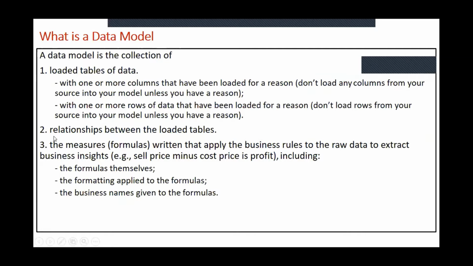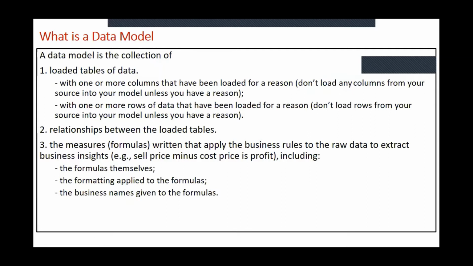Number two is relationships between the loaded tables. We will study what relationships are later on. To be a data model, creating the relationship is mandatory. If you don't establish the relationships, we will not call it a data model. The third point is measures: formulas written that apply the basic rules to the raw data to extract business insight. Example, sell price minus cost price is profit. So a data model is a collection of tables of data, relationships, and measures.